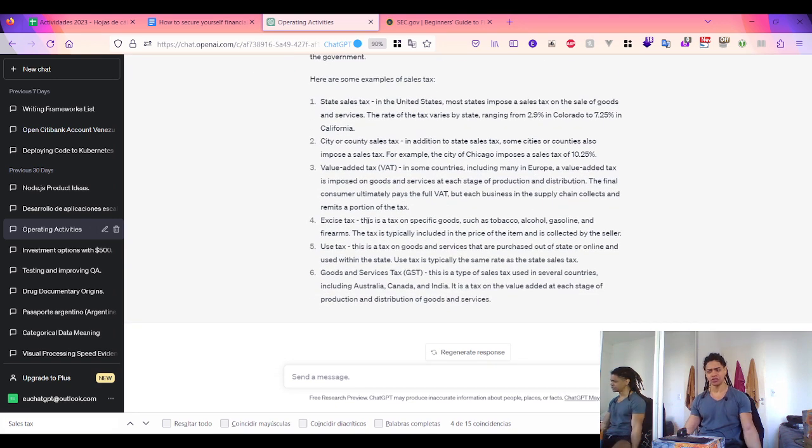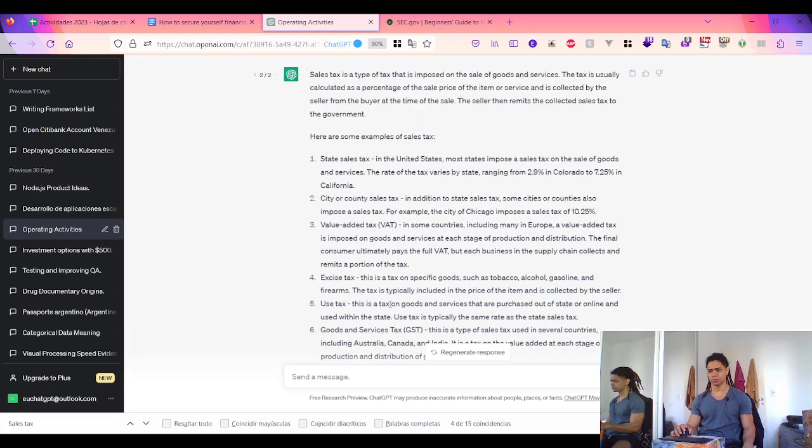You also have use tax. This is a tax on goods and services that are purchased out of the state or online and used within the state. Use tax is typically the same rate as the state sales tax. Then there is goods and services tax, GST. This is a type of sales tax used in several countries, including Australia, Canada, and India. It is a tax on the value added at each stage of the production and distribution of goods and services.